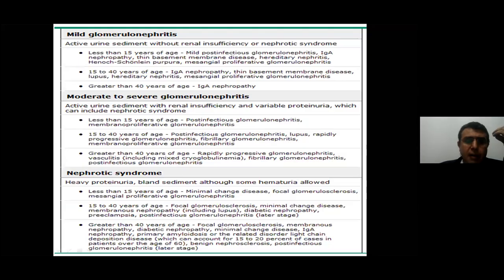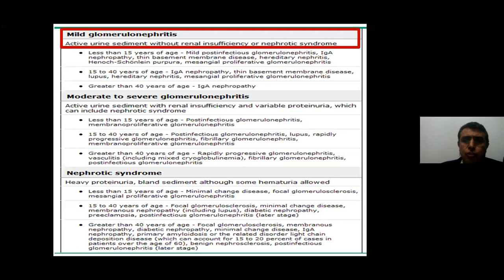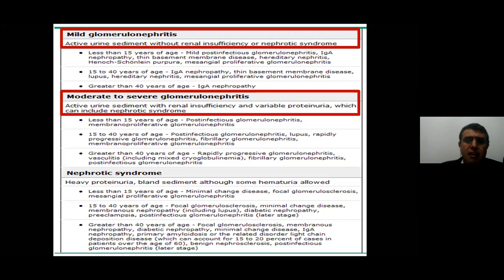It can produce mild GN with active renal sediment without renal insufficiency or nephrotic syndrome. It may be moderate to severe, with active renal sediment, renal insufficiency, and variable proteinuria up to nephrotic syndrome. It can produce, of course, the nephrotic syndrome.